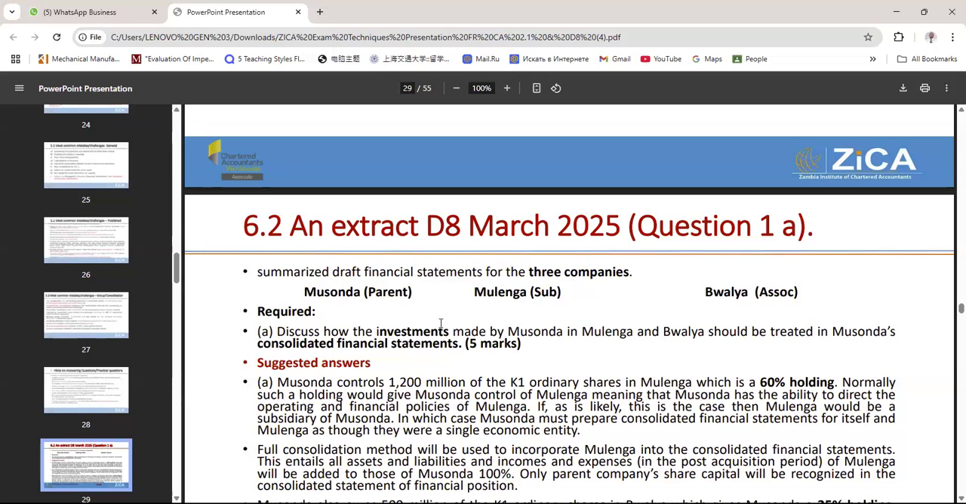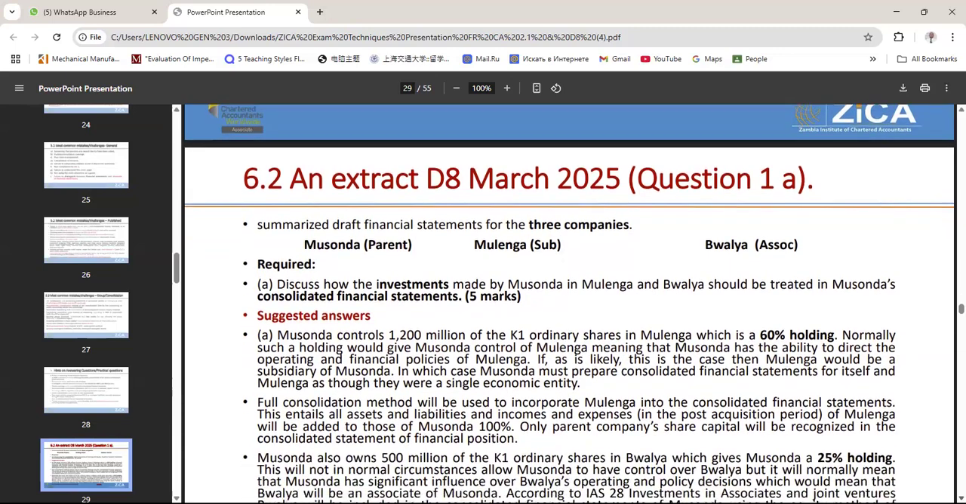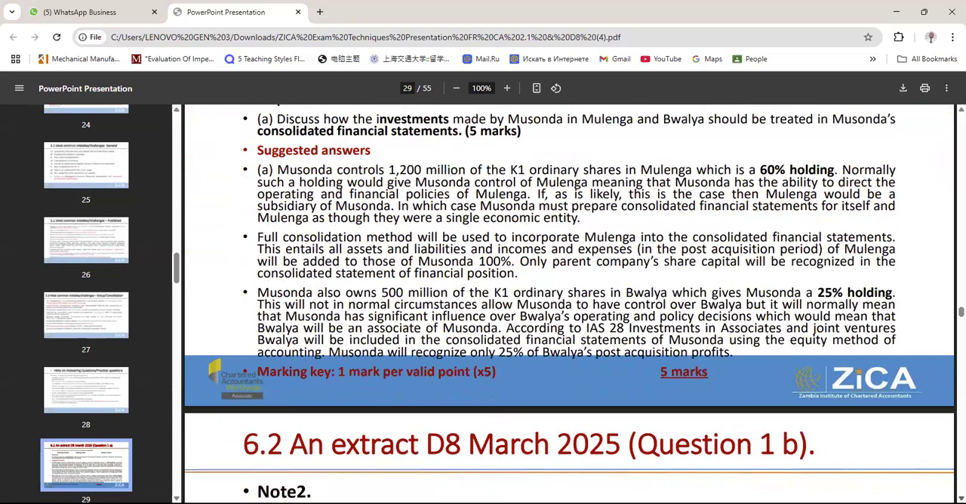So the first part was 5 marks, and what was tested, they said, discuss how the investment made by Musonda, a parent, in Mulenga, a subsidiary, will be treated, and also in Waria. In the subsidiary, we use full consolidation, and they acquired 60%. Whenever you acquire more than 50%, it's a subsidiary. Then in Waria, since it was an associate, they were supposed to use equity accounting. This came last sitting, and it had 5 marks. So you can go through just an extract there.